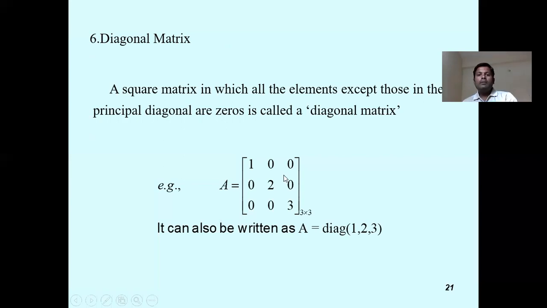Those outside the principal diagonal are 0. You observe 0, 0, 0 and 0, 0, 0. It can also be written as A equal diagonal of 1, 2, 3. Here how many diagonal elements are there? 1, 2, 3.